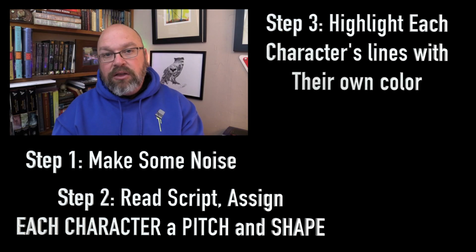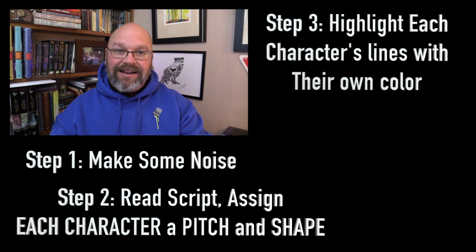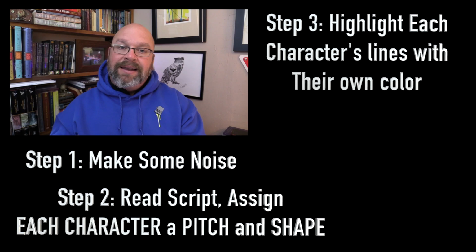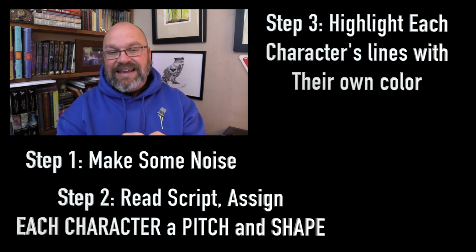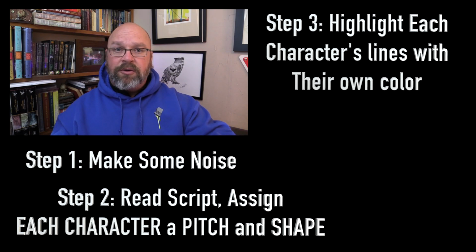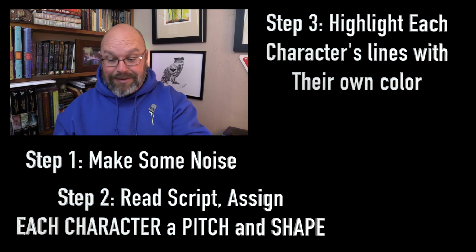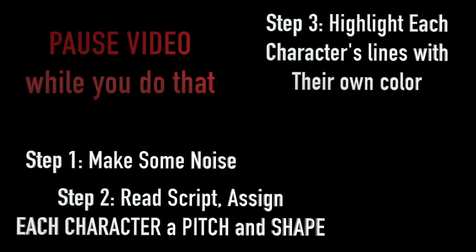Step 3. Now that you've given each of your characters the specific pitch and shape of their sound, I need you to assign a color to each of your characters. Then find a highlighter or a marker or even a crayon that is that color. Now you're going to go through your script and highlight each of your characters' lines in their color. So as you go through the script later, you'll know, oh, this is yellow, this sounds like this. So every time I see yellow, I talk like this, or whatever it is. So do that now.